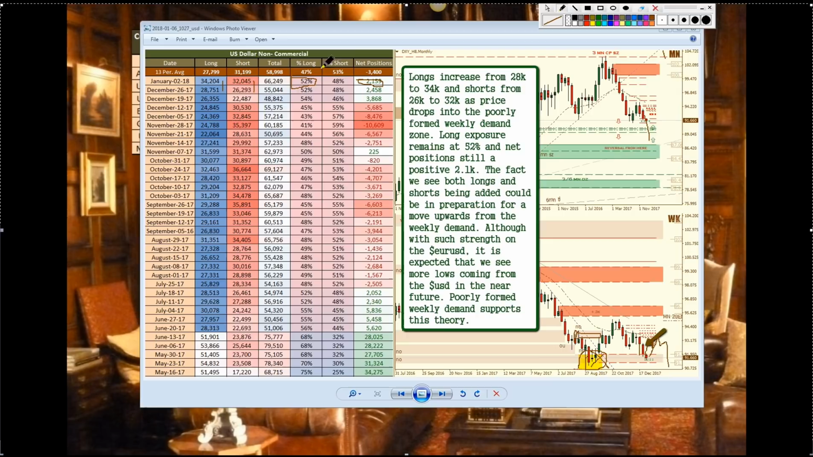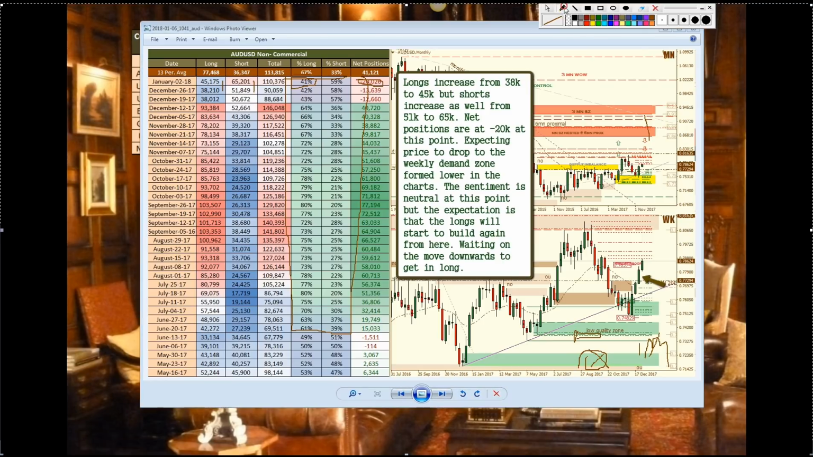And these numbers are good. 52% long, but bearish bias, right? All this time, bearish bias. So waiting on this one for now. And when I see something set up, I'll take a trade.